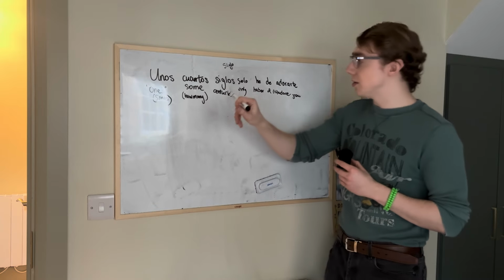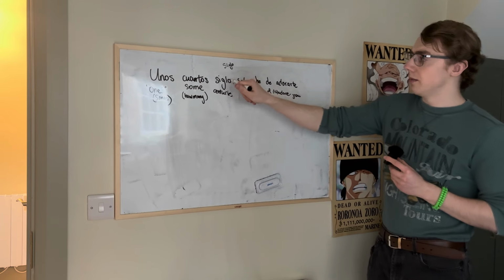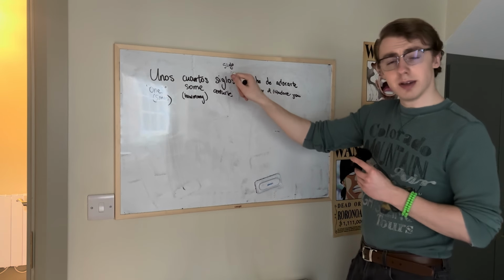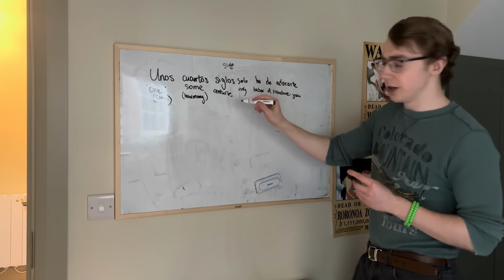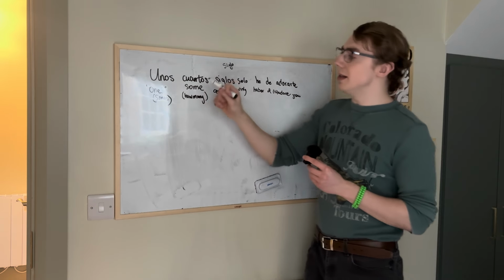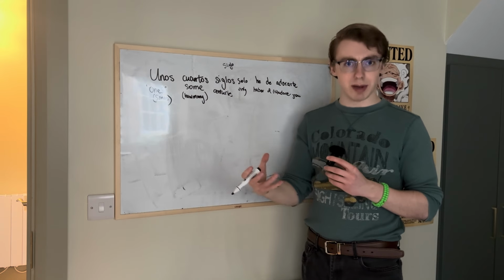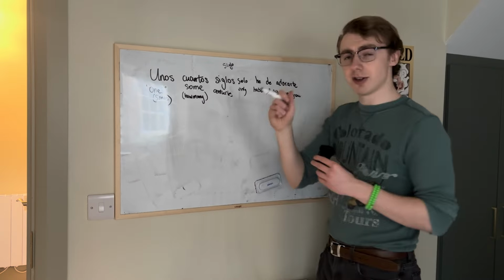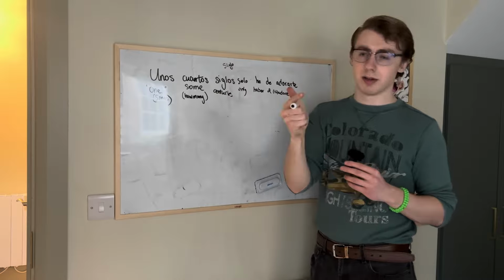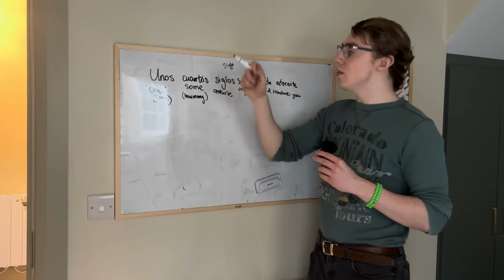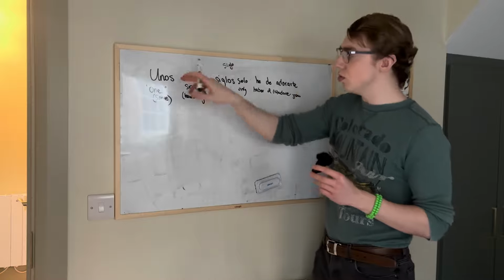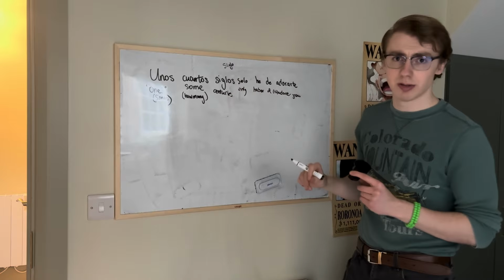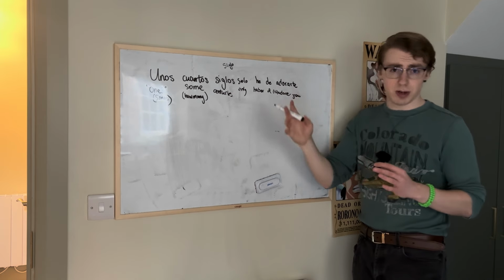Unos cuantos. So then siglos means centuries. So siglo is a masculine word ending in O, and it's also plural, centuries. So that means the adjectives and the things describing it, the modifiers, have to match the gender and the amount. So it's not unas or una or uno, it's unos. It is both masculine and plural. Unos cuantos siglos. And then solo means only.